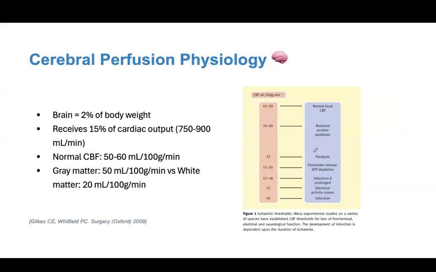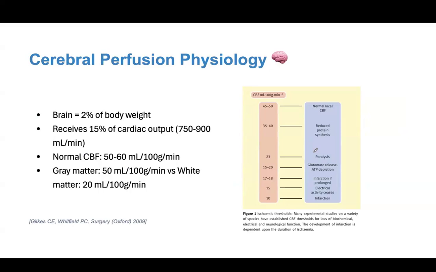Before going into ASL, we have to see a little bit about cerebral perfusion physiology. The brain constitutes about 2% of the body weight, but receives 15% of the cardiac output. Normal cerebral blood flow is 50 to 60 milliliters per 100 grams of brain tissue per minute. Gray matter has 50 ml per 100 grams per minute, and white matter has 20 ml per 100 grams of brain tissue per minute. The gray matter usually has higher blood flow compared to the white matter.